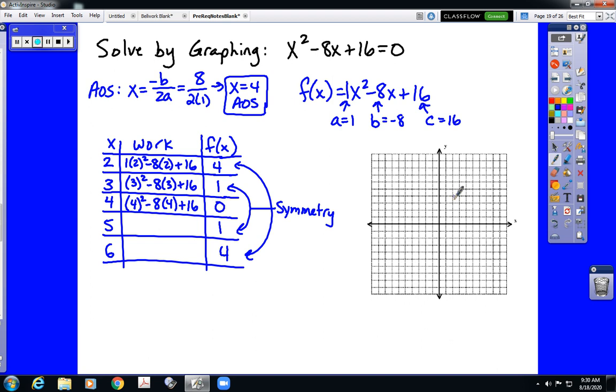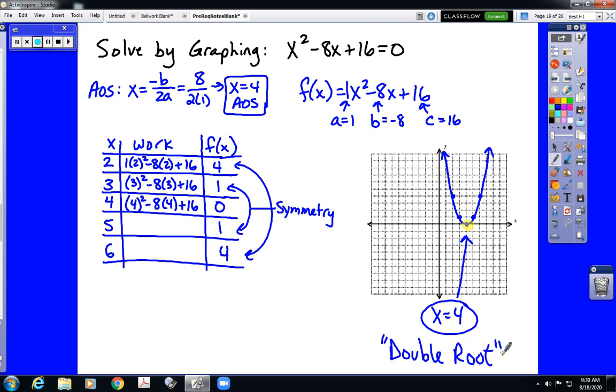Graph those points: 2, 4; 3, 1; 4, 0; 5, 1; 6, 4. Again, draw a smooth curve through those points. And then we are looking for the x-intercept. You'll notice that the vertex of this parabola is on the x-axis, meaning that we only have one solution, and that solution is x equals 4. Now in algebra, we refer to this as a double root. That is not going to be super important to us here in honors geometry, but it will going forward.